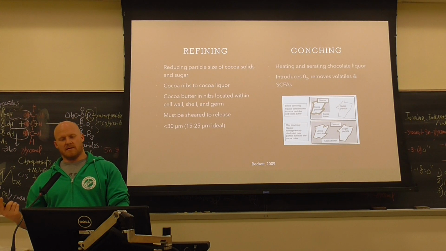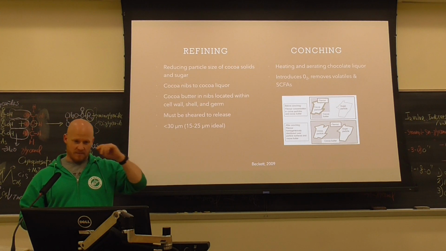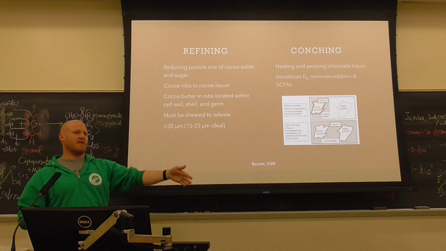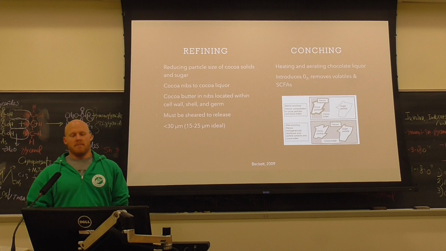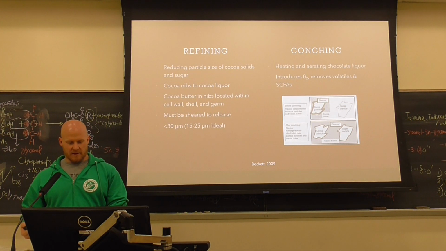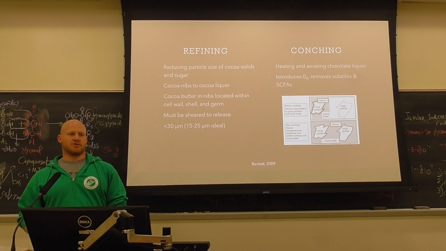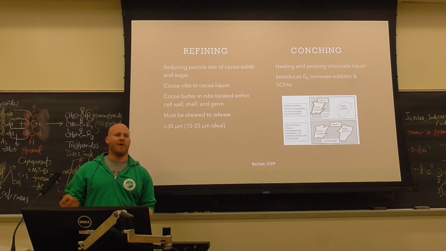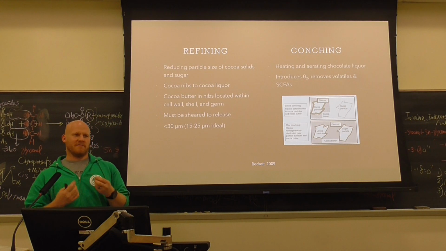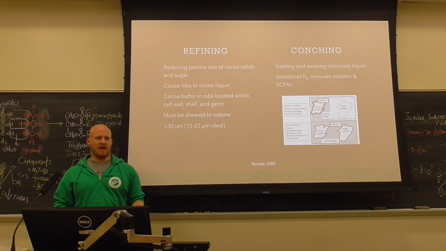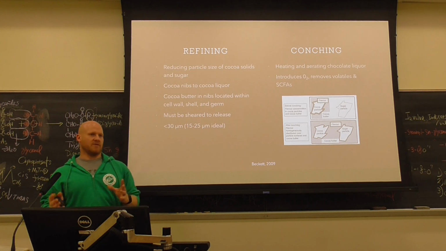Conching is a process we can't do here. It's kind of one and done. The refining and conching are being taken care of at the same time with our process here. But it involves heating and aerating the liquor. This introduces oxygen, and as those of us in food know, introducing oxygen on a very small scale really helps flavor development and opening up those flavor compounds.